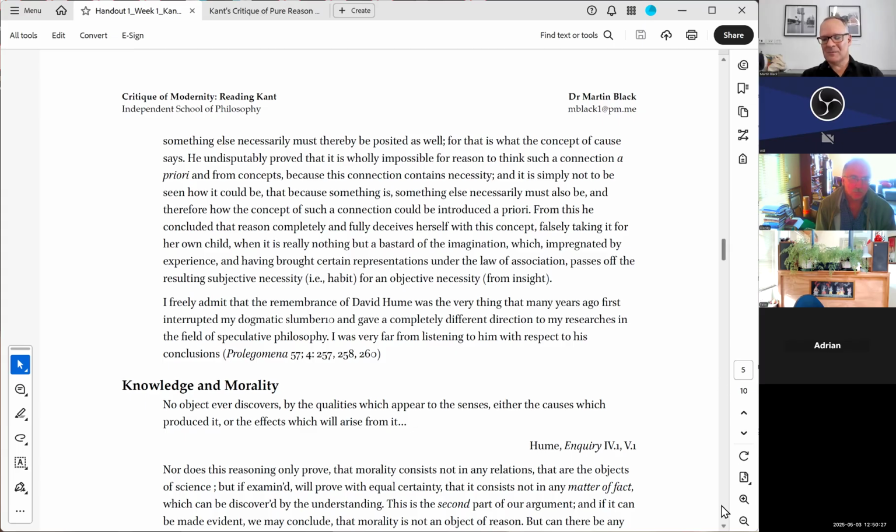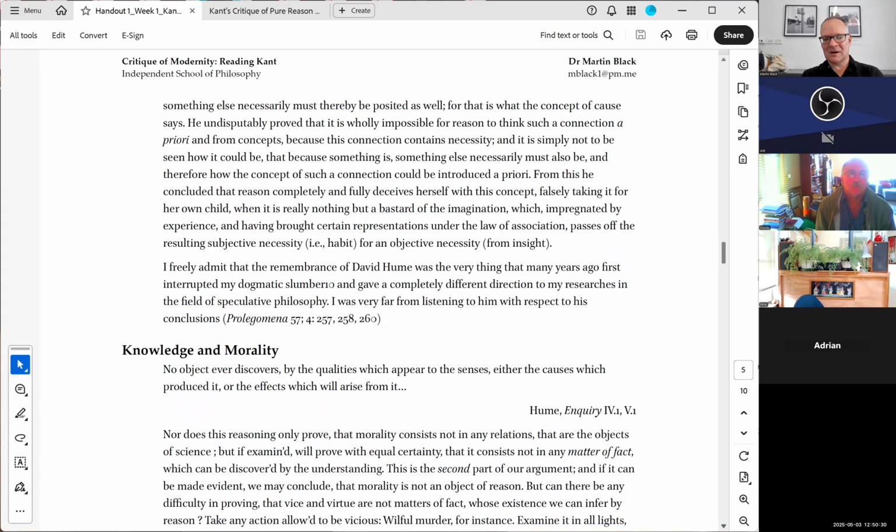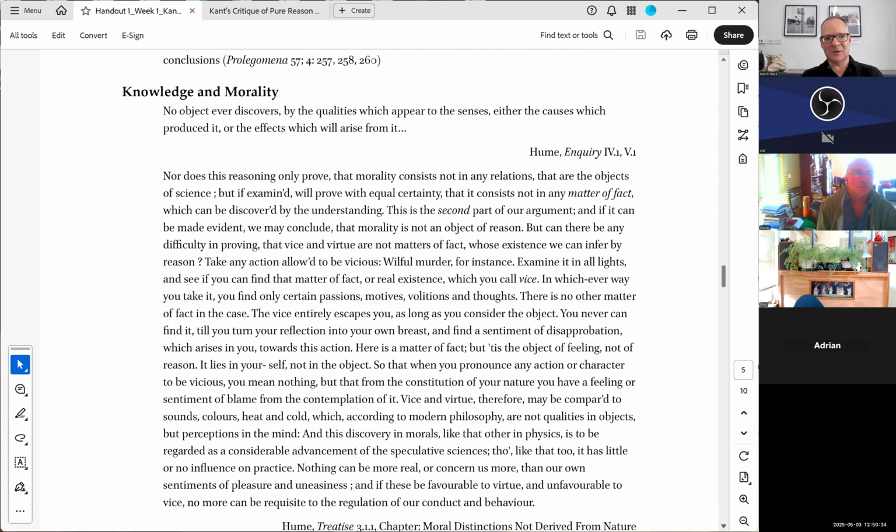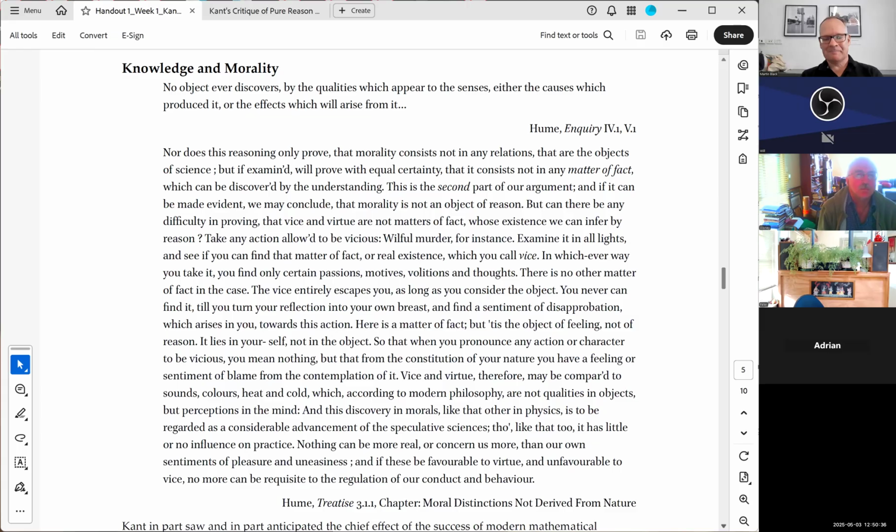Now, I won't spend too much more time on this, but I want to introduce just a little bit more of Hume, just to try and bring out this fact that there are two sides. Kant is fighting a war on two fronts. He's trying to preserve science as something from which we can get necessary and universal results. He also wants to preserve morality from science, from a reductive kind of science.